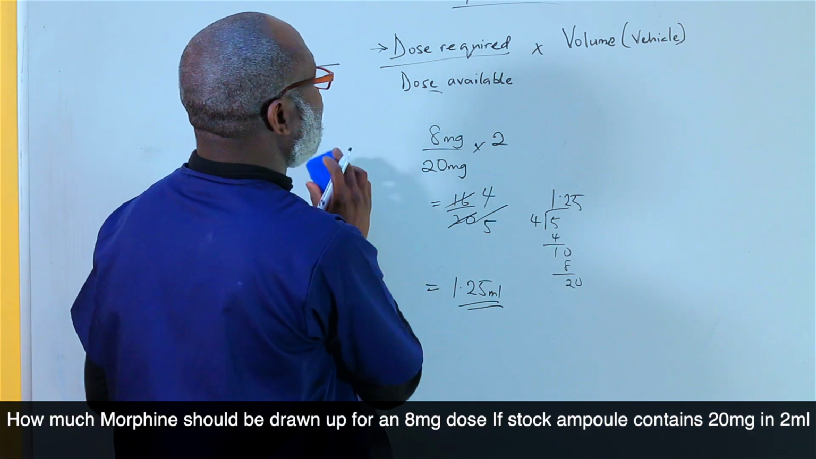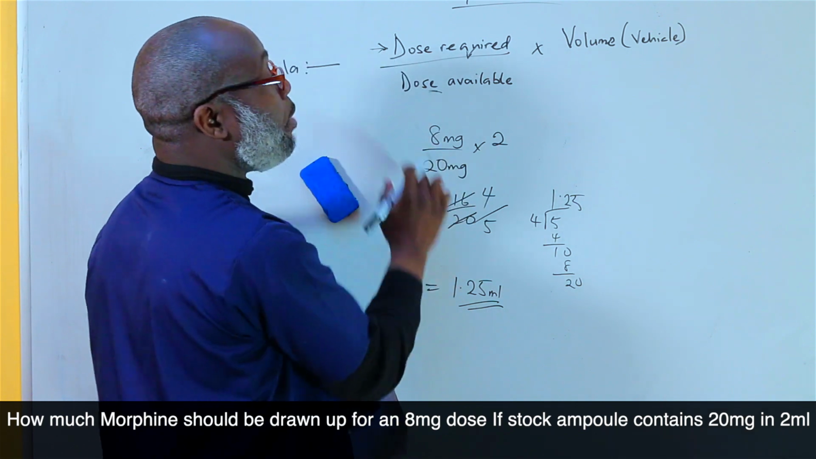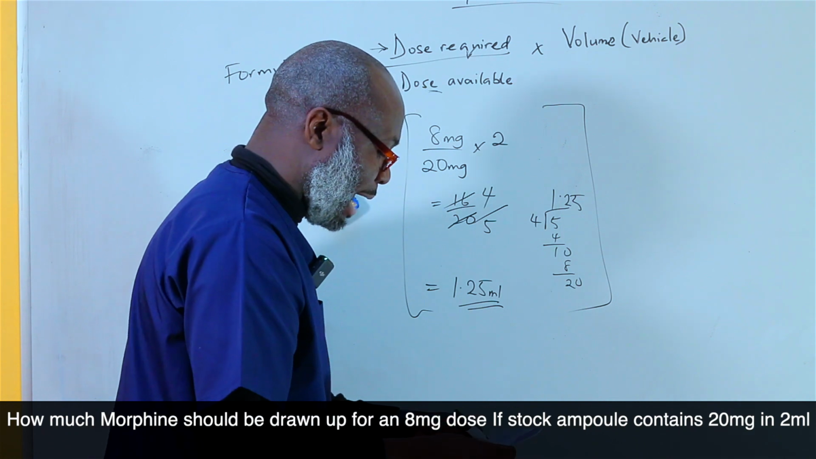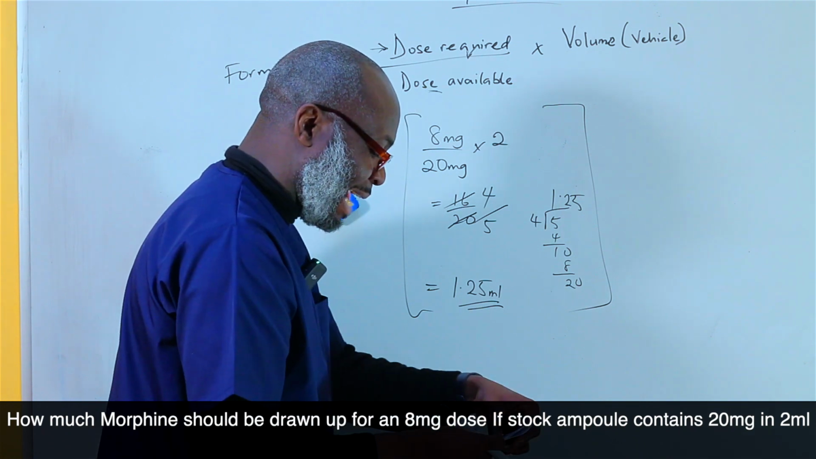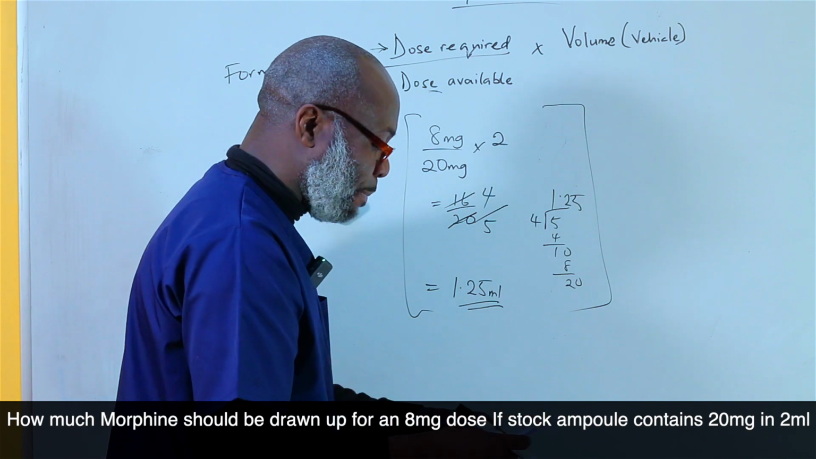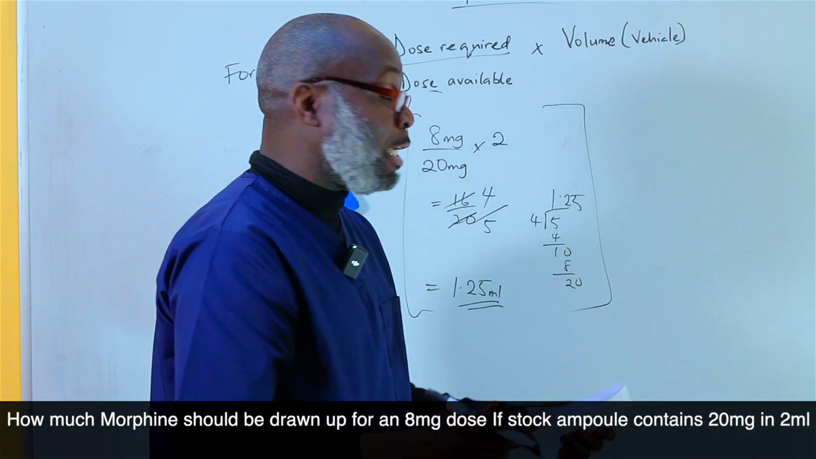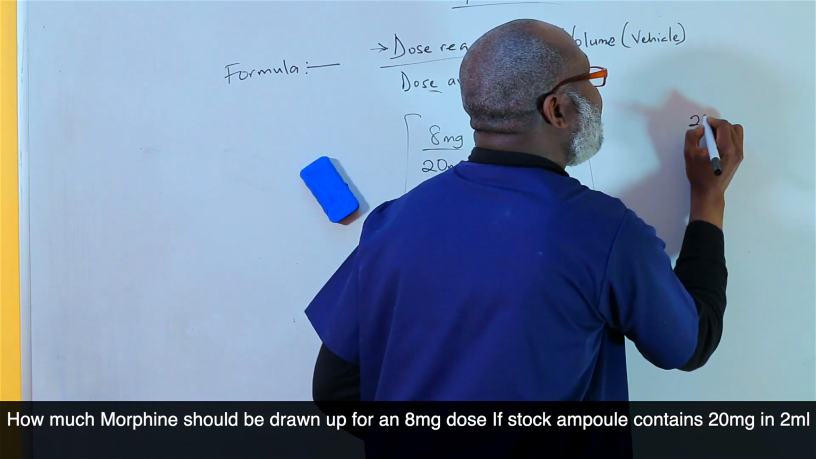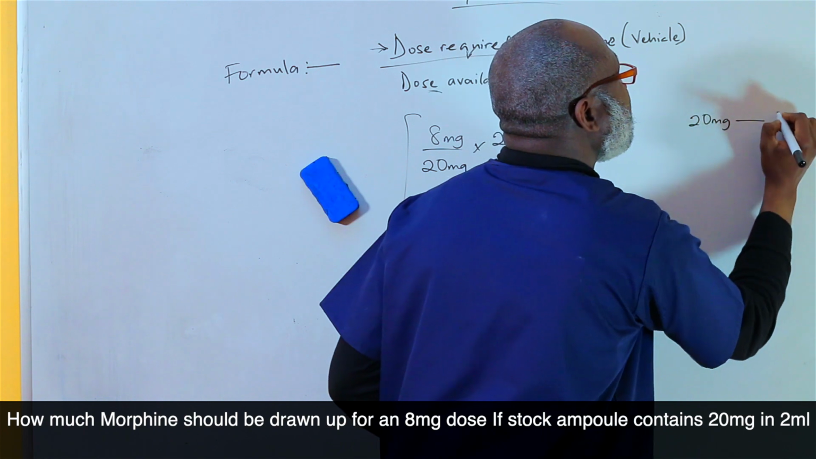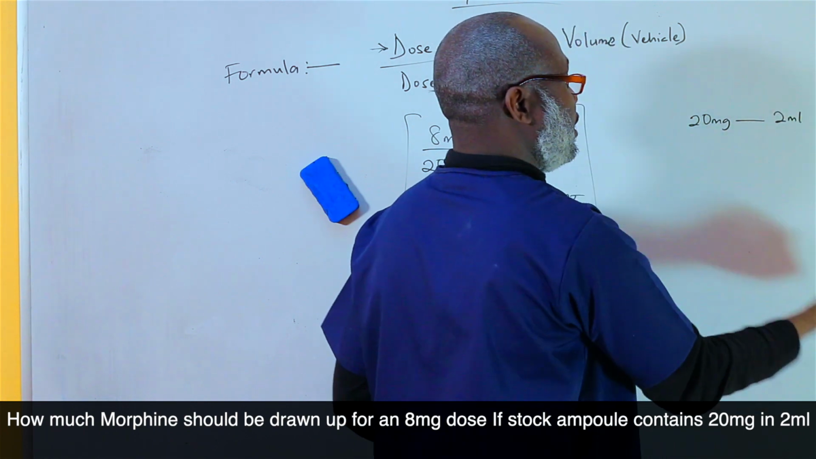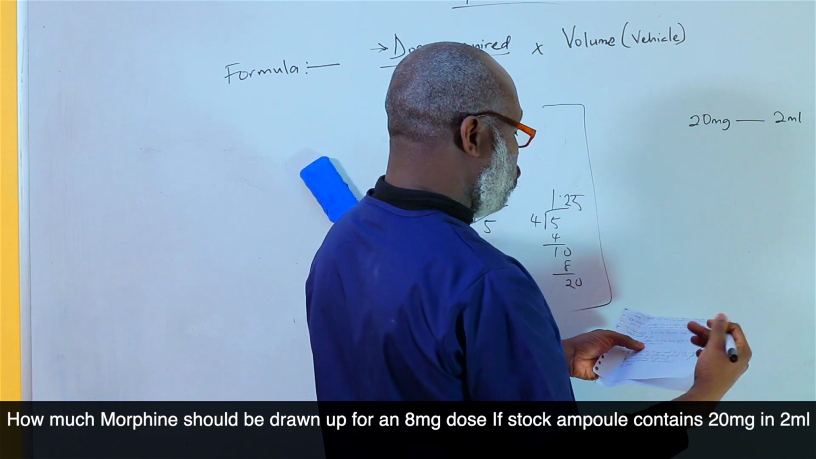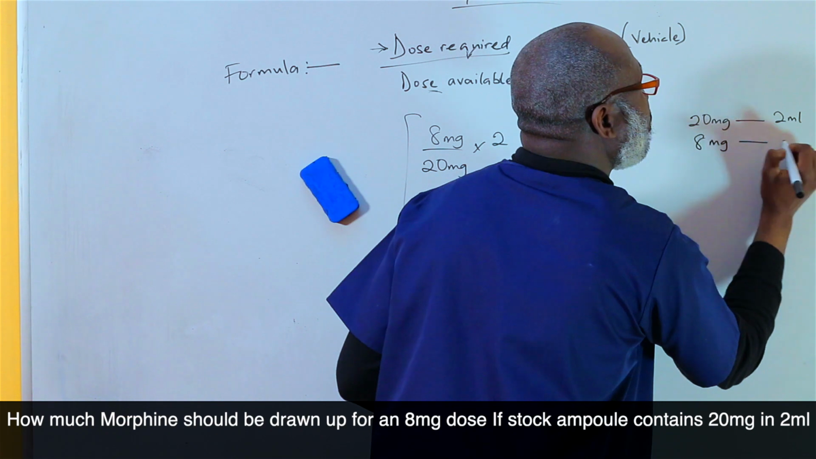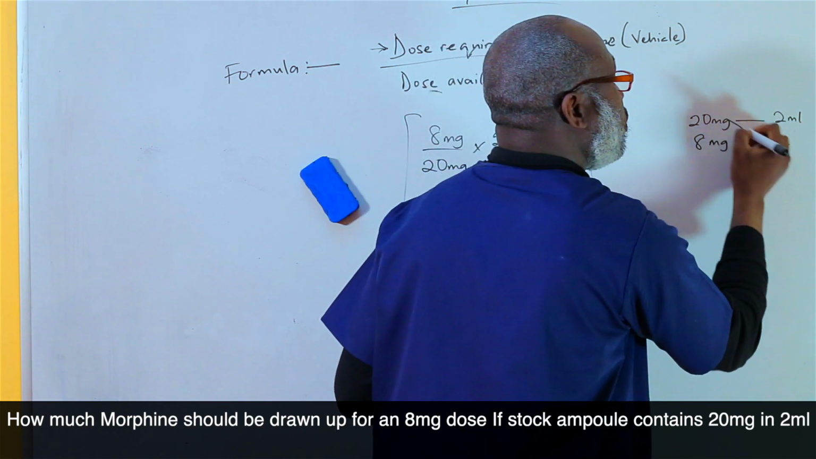The main thing is know your formula, but if we don't want to use the formula and we want to solve the same question, it says, how much morphine should be drawn up for an 8 milligram dose if stock ampoules contain 20 milligram in 2 milliliters? Mathematically, I'll just say 20 milligram equals 2 milliliters. Then we're looking for what to draw up if we're going to give 8 milligram. 8 milligram equals x. We don't know it yet. What do we do? We cross multiply.